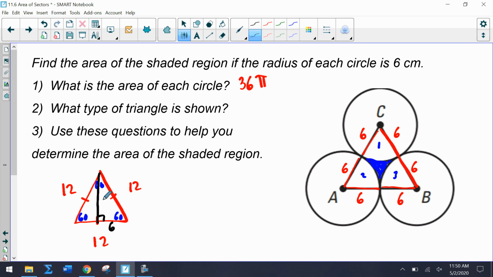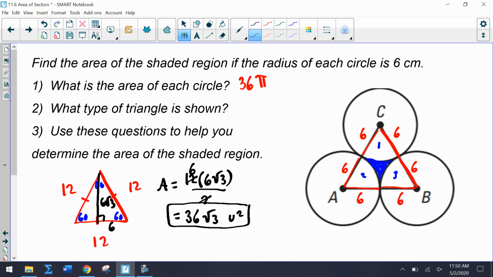So I have the height is 6 root 3. So the area of the triangle is base times 6 root 3 over 2. So we end up with 36 root 3 units squared. That's the area of the triangle. And if we know that this is a 60, 60, 60 triangle, then all these angles are 60, 60, 60.